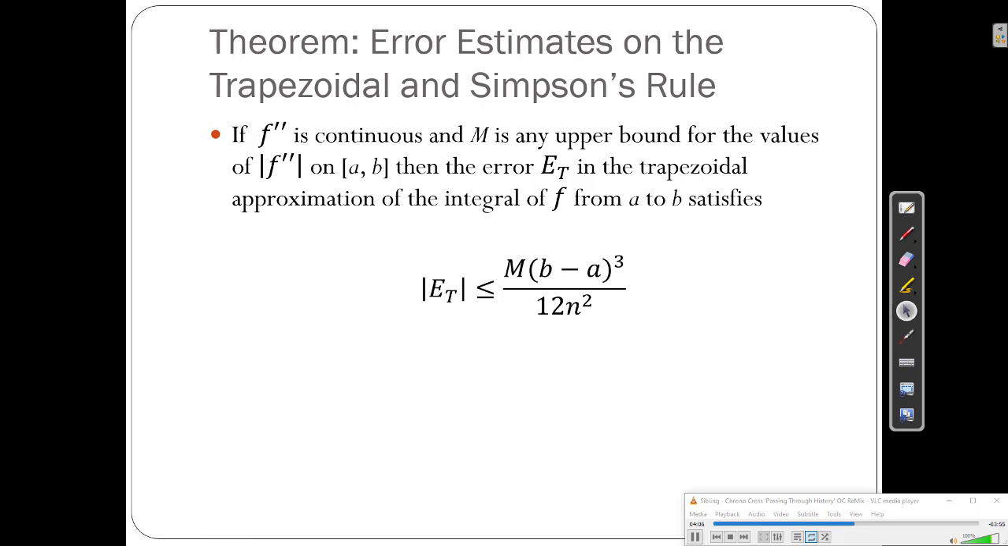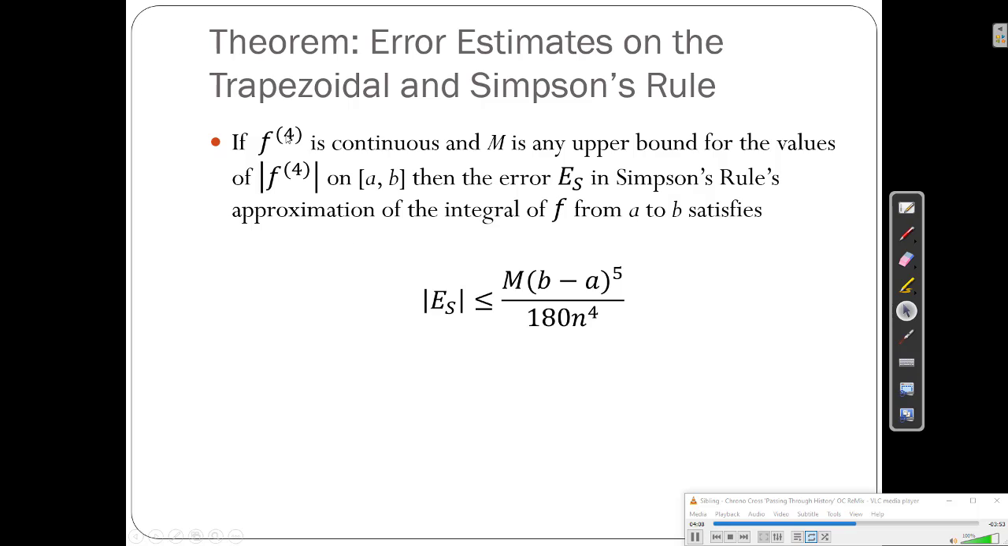Simpson's rule is very similar, except here it is the fourth derivative. Remember, this notation is for the fourth derivative. After a few iterations, we drop the prime notation and use this because it's shorter. So your fourth derivative has to be continuous. You have to have an upper bound on your fourth derivative in absolute value. Then your error is bounded by this, which is a very similar looking expression.